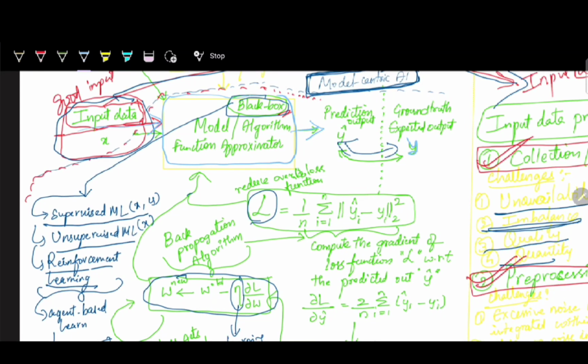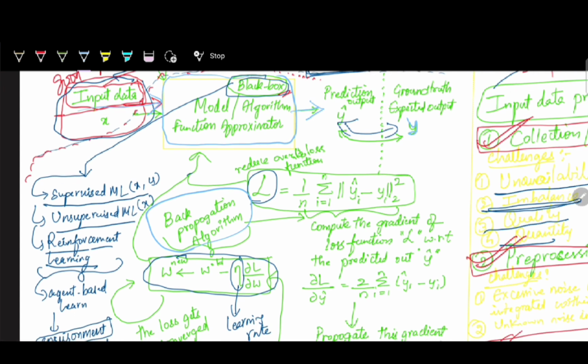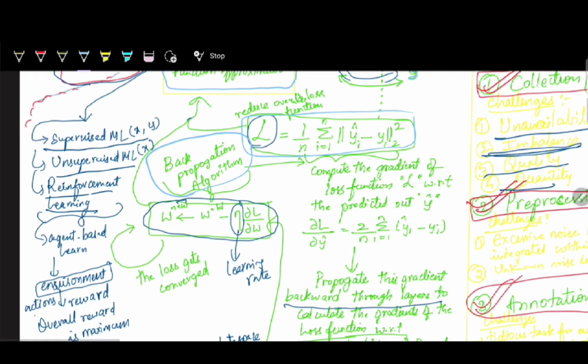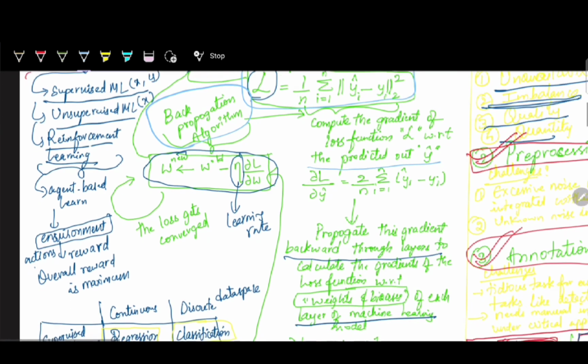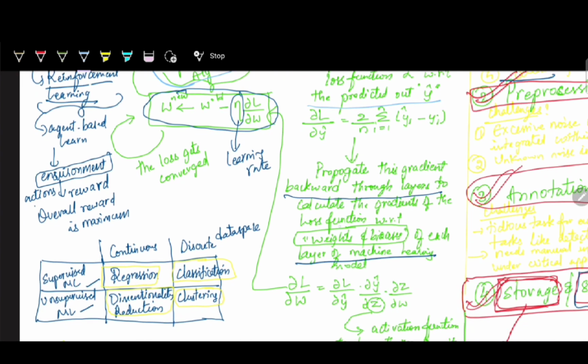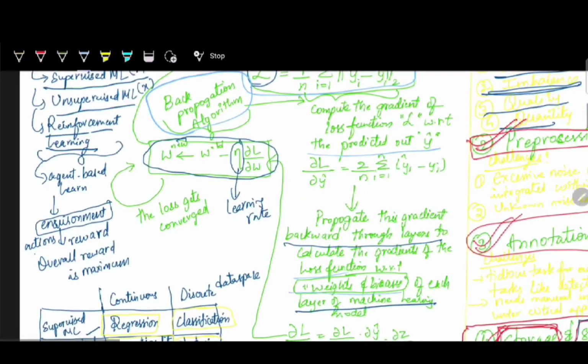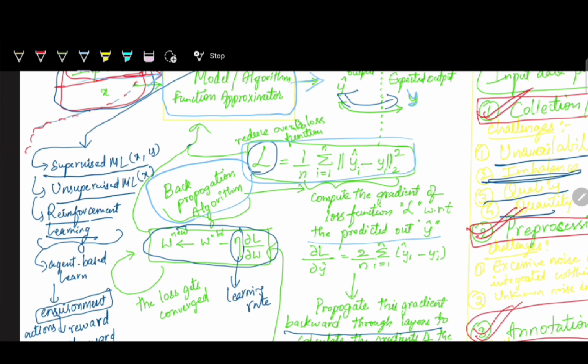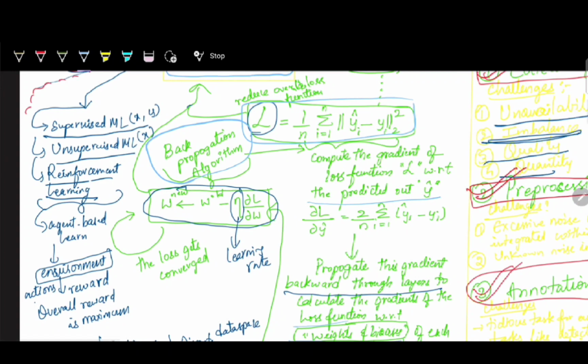Then we follow a process called the backpropagation algorithm or gradient descent method to reduce the loss between the prediction output and the ground truth output. We do it by computing the gradient of the loss function with respect to the predicted output y cap, and then we propagate this gradient backward through the layers to calculate the gradients of the loss function with respect to the weights and biases, and then finally update the weights as w new is given by w old minus eta times dou L by dou W.